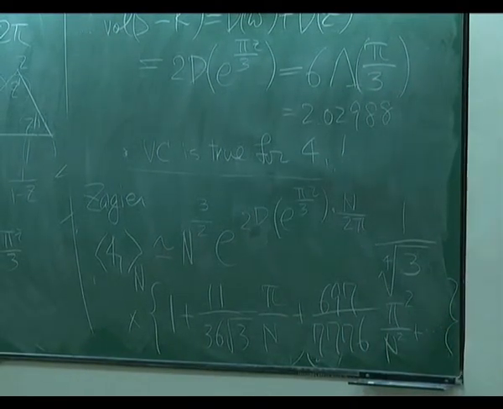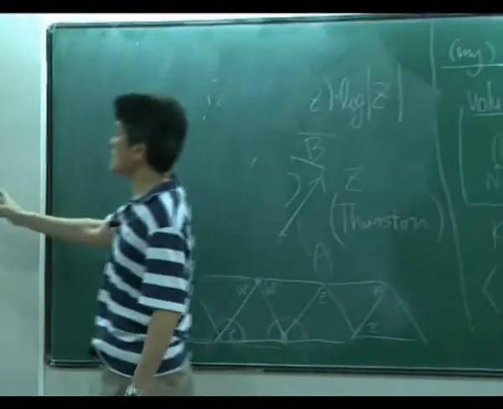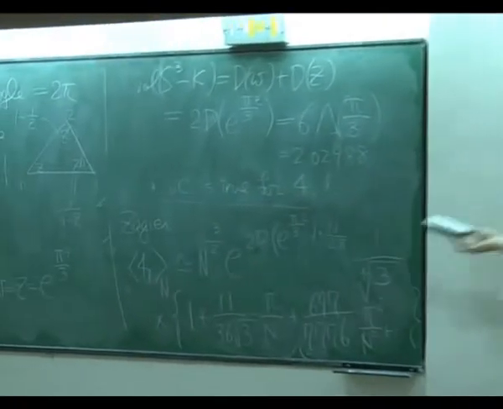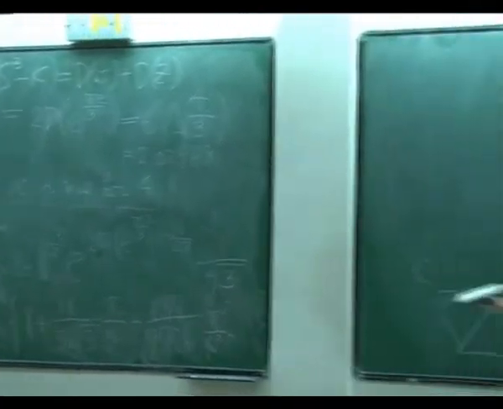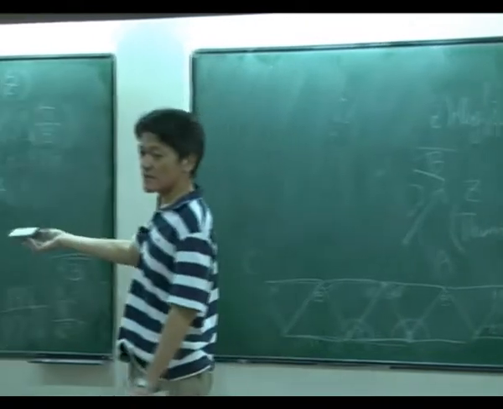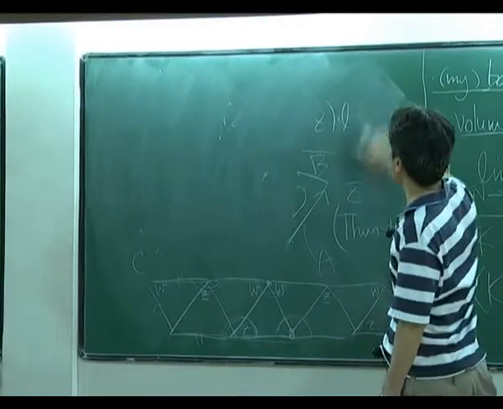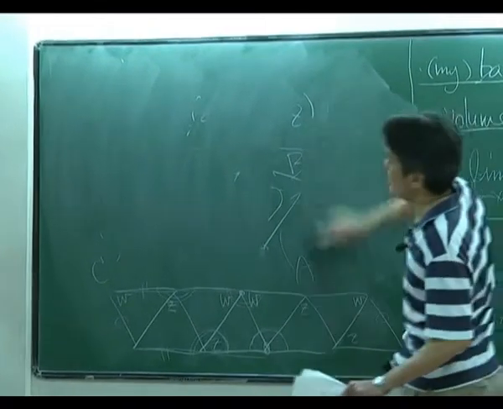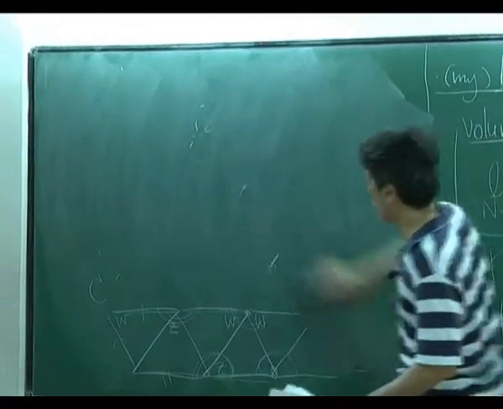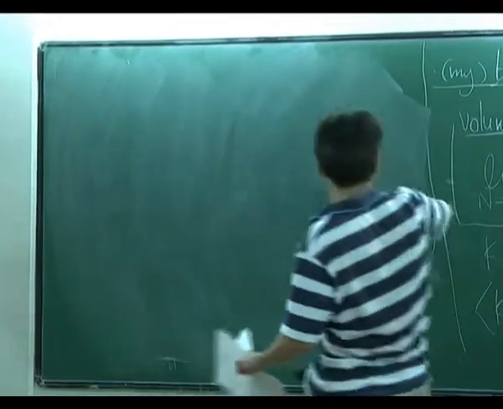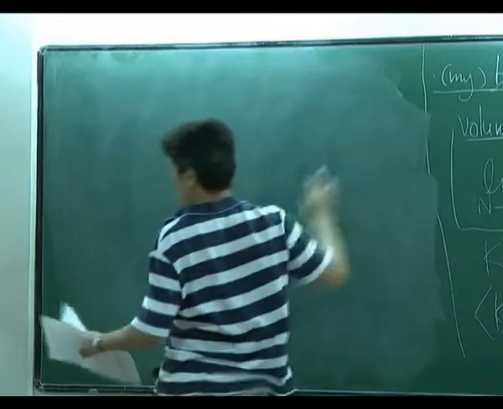Zagier called this Kashaev invariant also a quantum modular form, but this seems to be a little bit more difficult than mock modular form. So I want to show some cases which very much resemble mock modular form.